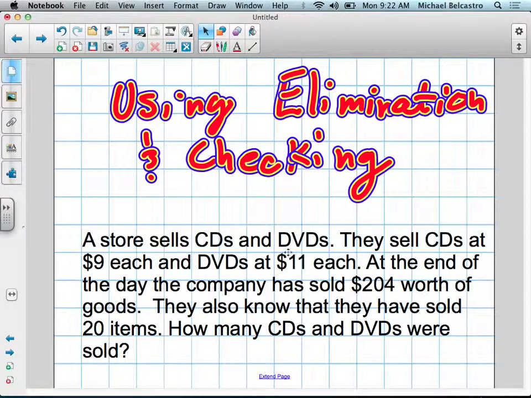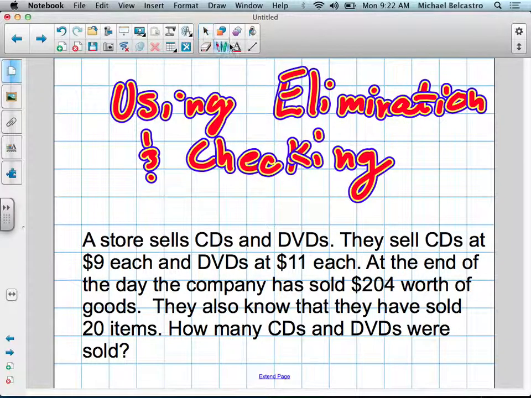Okay, and it says here, a store sells CDs and DVDs. They sell CDs at $9 each and DVDs at $11 each. At the end of the day, the company has sold $204 worth of goods. They also know they've sold 20 items. How many CDs and DVDs were sold?